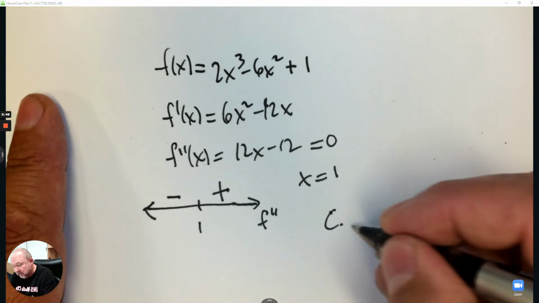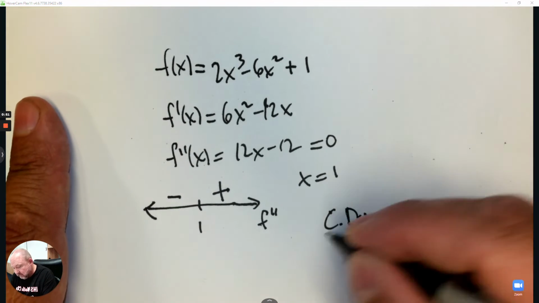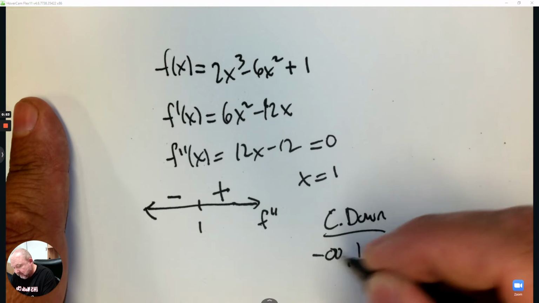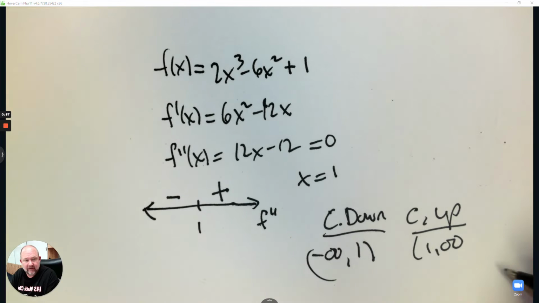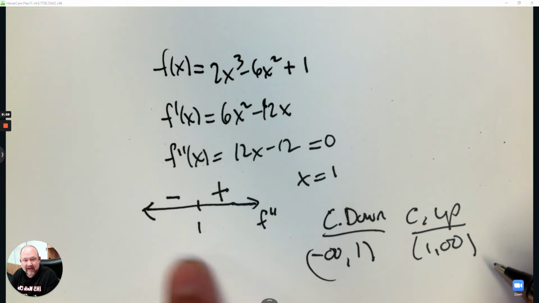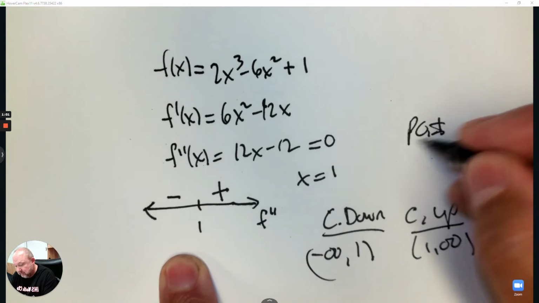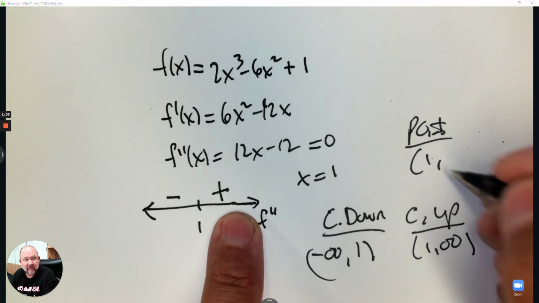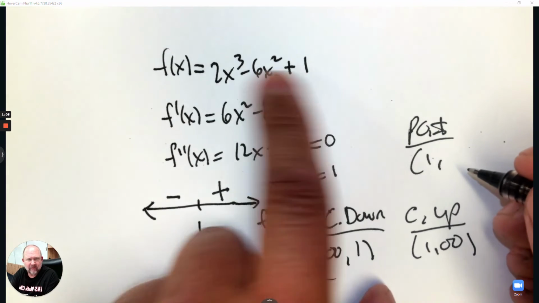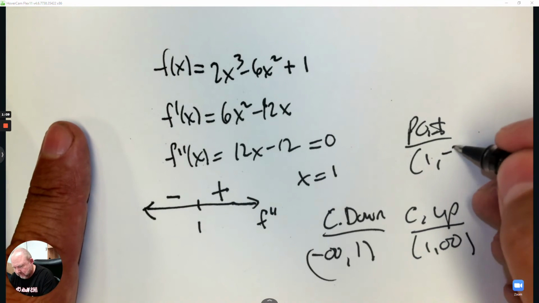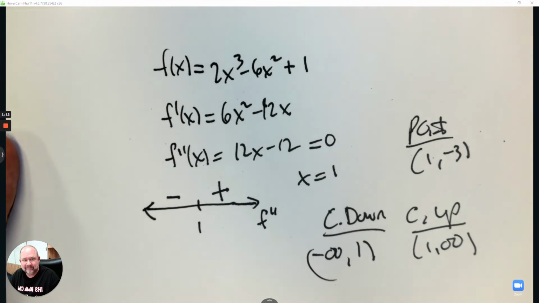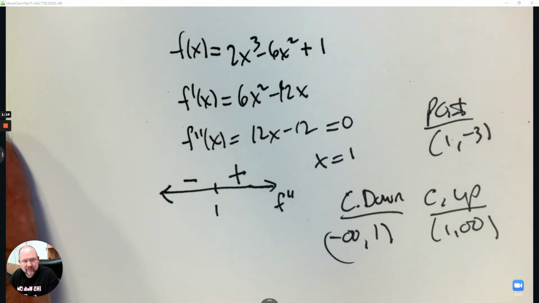So we know it's concave down from negative infinity to 1. We know it's concave up from 1 to infinity. And then at 1 is a point of inflection because the concavity changes. So then I plug 1 into here, and it's 2 take away 6. Negative 4 plus 1, that's negative 3. That's done.